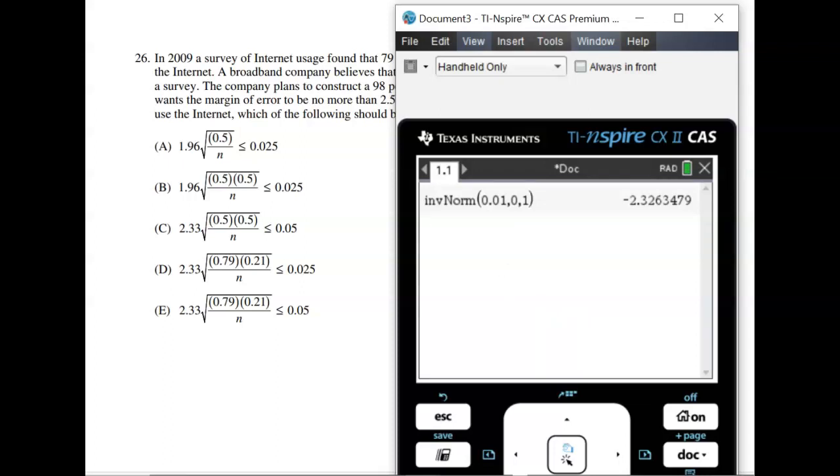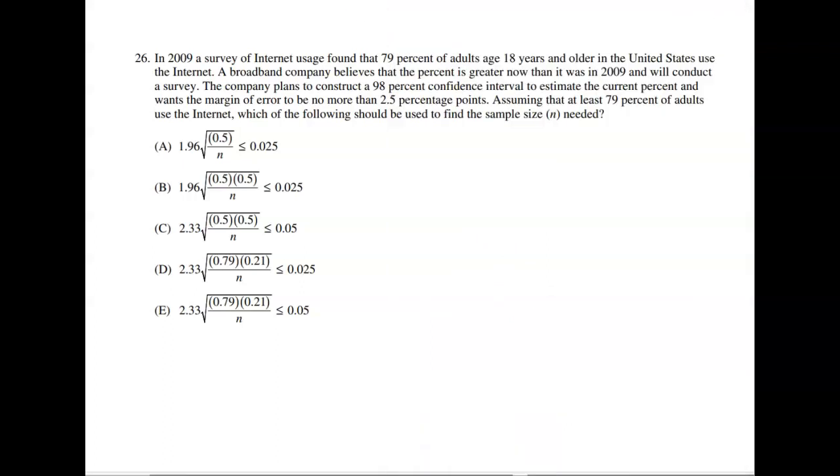Well, if you look, D and E both have a critical value of 2.33, right? So we're still looking at either D or E being the correct choice. Now it's going to come down to the fact that they said they want our margin of error to be no more than 2.5 percentage points. So that means our margin of error should be less than or equal to 0.025. Right, and so in this case, our answer is going to be D.